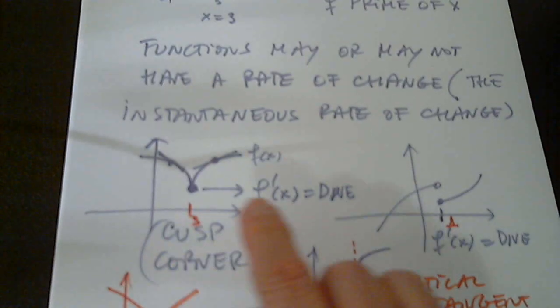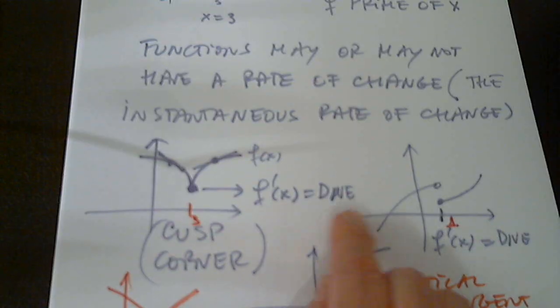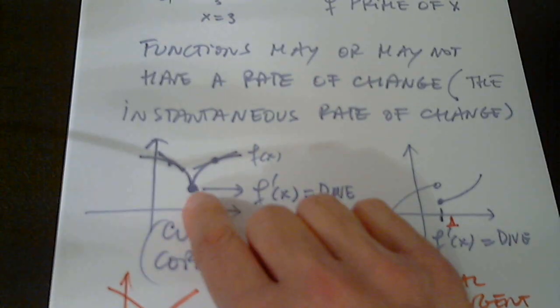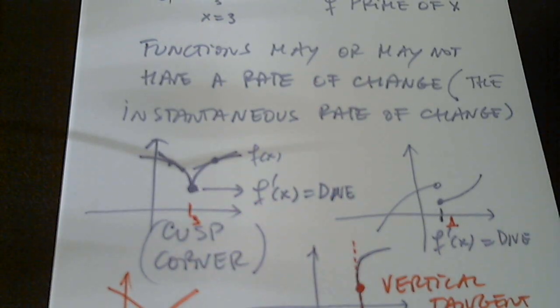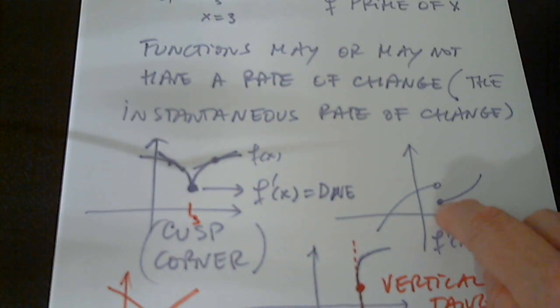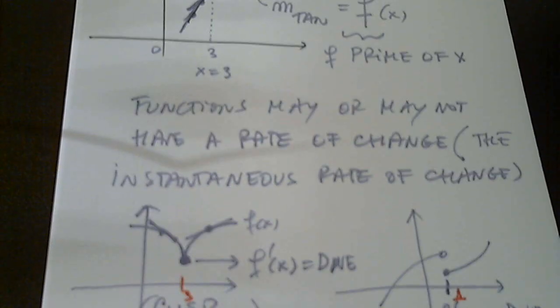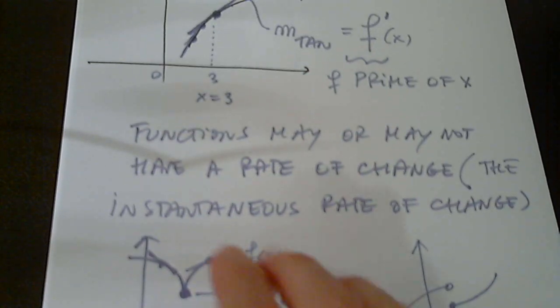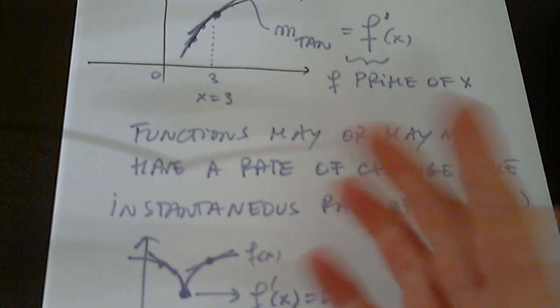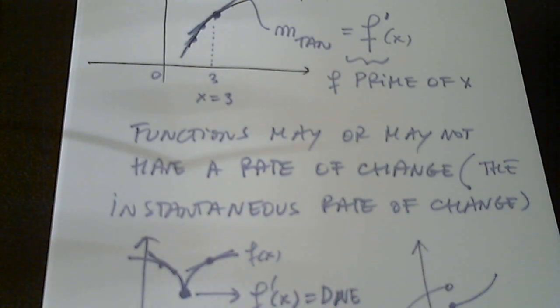So we don't really write f prime of x is DNE. We say the function is not differentiable here. The function is not differentiable when it's not continuous. It's not differentiable at a corner. It's not differentiable when it has a vertical tangent. You don't have to use the word differentiable. You can say it has or it does not have an instantaneous rate of change. That's good enough.